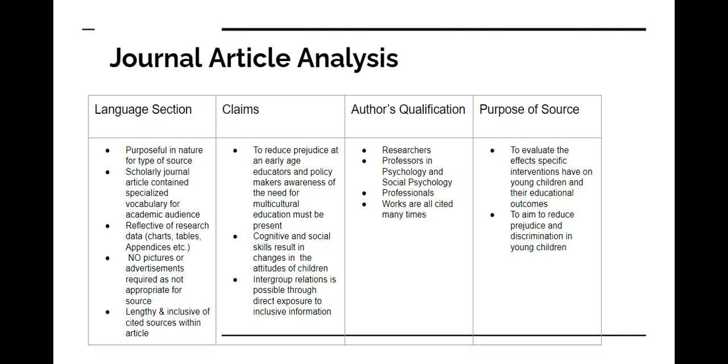And the author's qualifications. As we said, there were numerous authors, and we'll get into that subsequently. They're researchers and professors in their fields of psychology as well as social psychology, and they're working professionals within their fields, and their works are all cited numerous times. The purpose of the source is to evaluate the specific effects that interventions have on young children and their educational outcomes, as well as to aim to reduce prejudice as well as discrimination in young children.